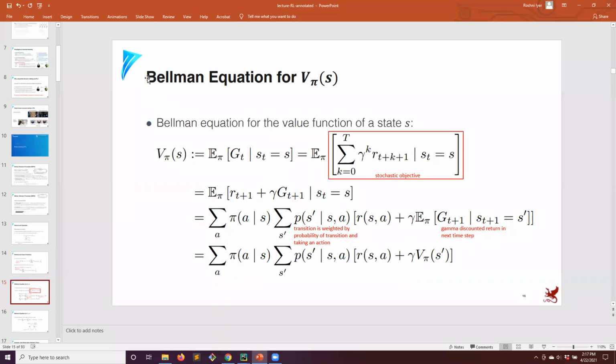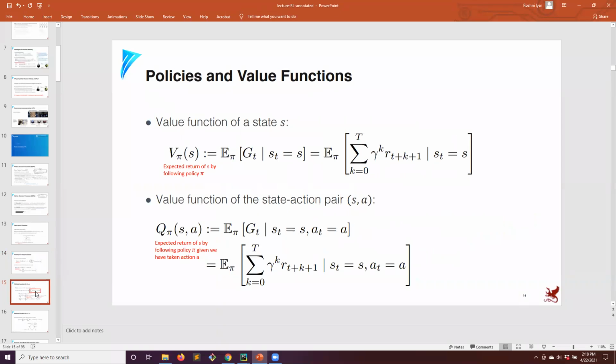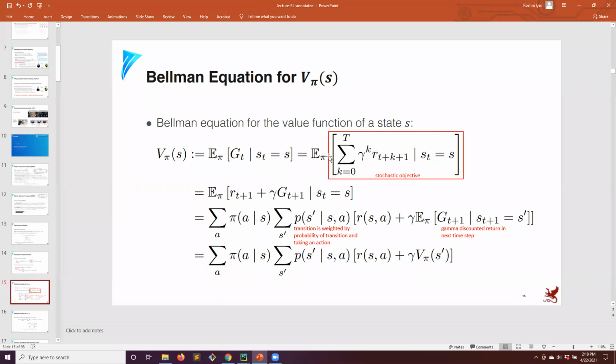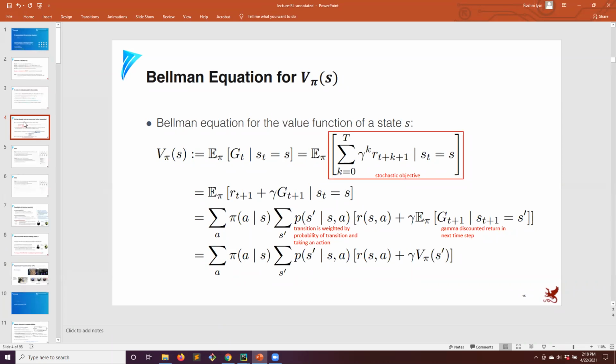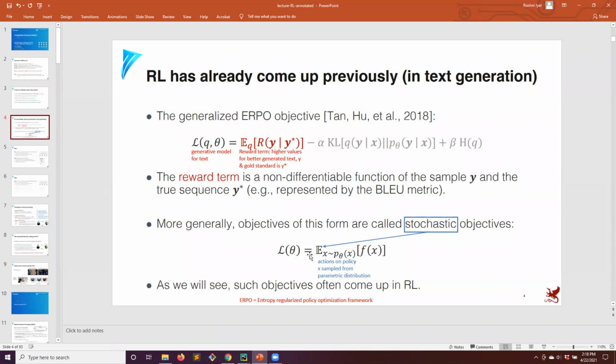Now, if we want to get the Bellman equation for this value function, we had this from previously, we just looked at that. And this is called the stochastic objective. It's very similar to the RL framework that I was talking about in the very beginning, which is basically of this form here.